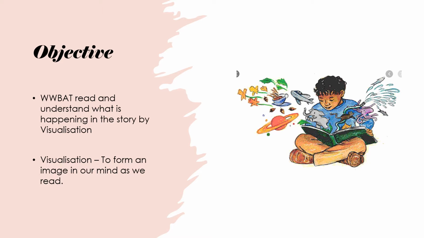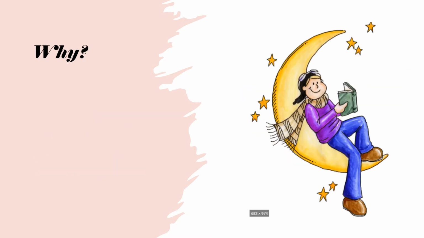You can see in this picture, the boy, when he's reading a book, all the characters from the story are jumping out. They are all coming alive as he's reading. He is visualizing the story in his head. And that is what we are going to do today.